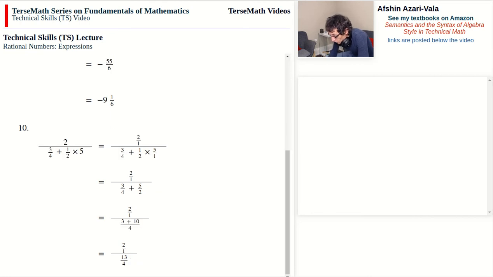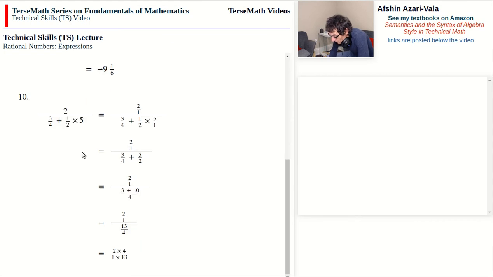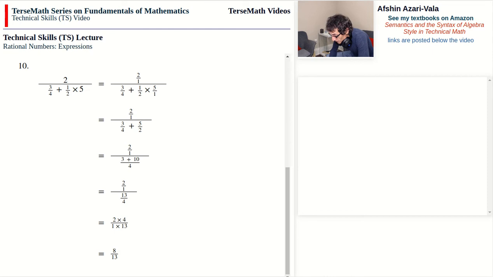Now that the top and the bottom have been reduced to one fraction each, we take the shortcut. 2 times 4 goes on top, and 1 times 13 goes down. Nothing reduces, and we get 8 over 13.